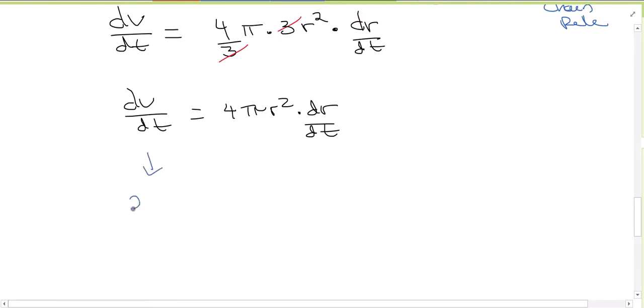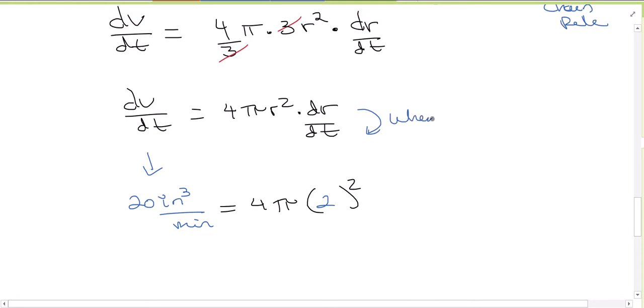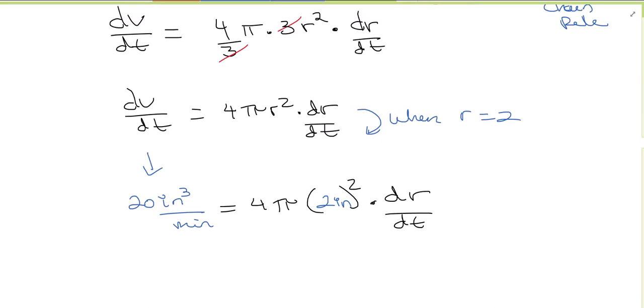So I know dV/dt is 20 inches cubed per minute equals 4 pi r squared. We're trying to find it when r is equal to 2, and times dr/dt. And this is what we're looking for. Now let me add my units in here. This is really 2 inches squared. So notice that I have 20 inches cubed here and inches squared here. So when we divide inches cubed by inches squared, we're going to get inches. So the radius is a measure of length, so it makes sense that I should have just inches per minute.